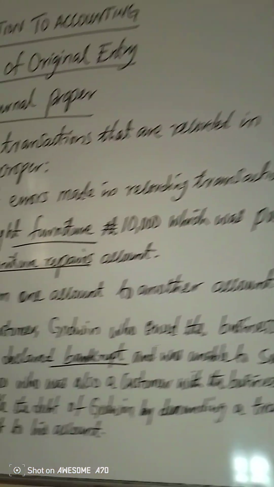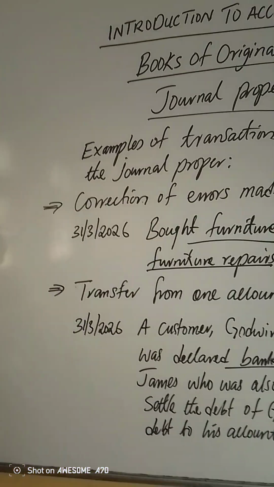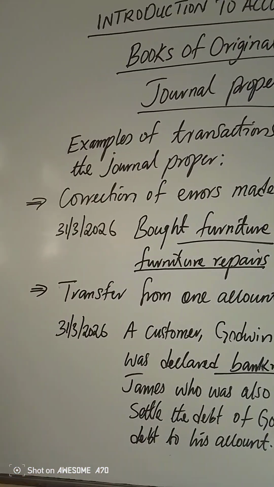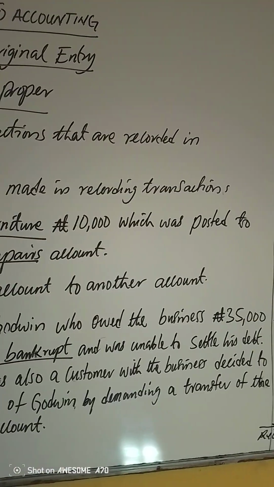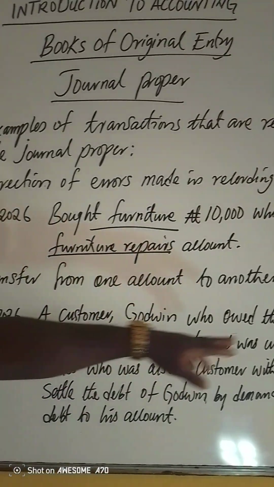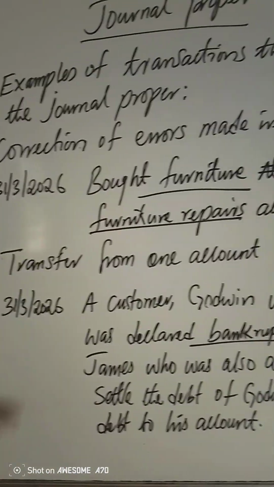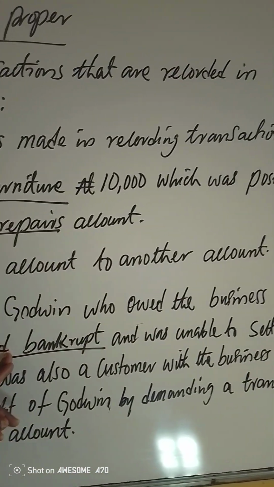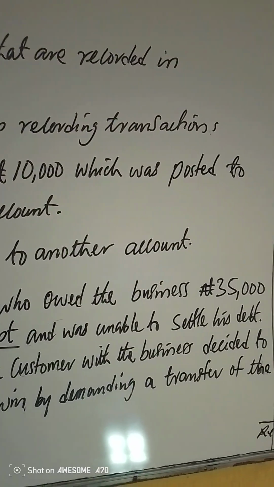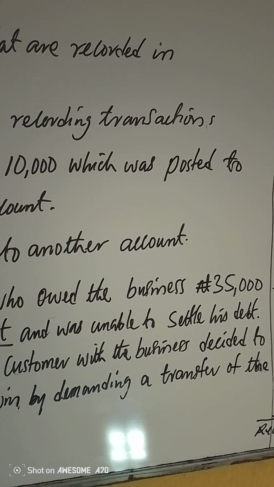The next transaction that is recorded in the Journal Proper is what is called transfer from one account to another account. Look at what's happened here. A customer, Godwin, who owed the business 35,000, was declared bankrupt. Bankrupt means a situation whereby a person or an organization can no more pay its debts. By any way, he cannot pay his debt.